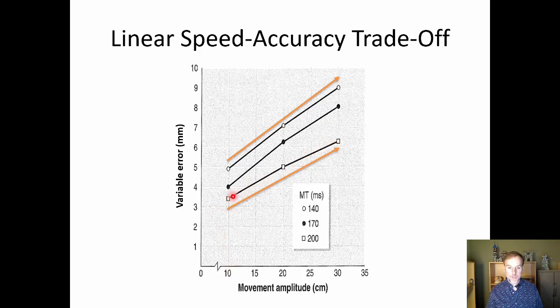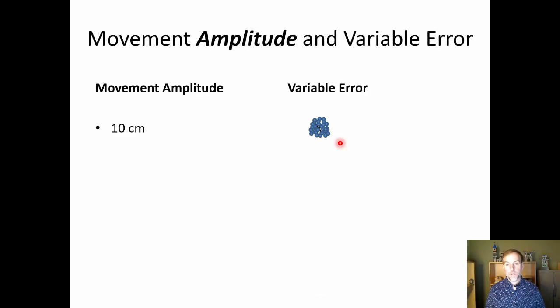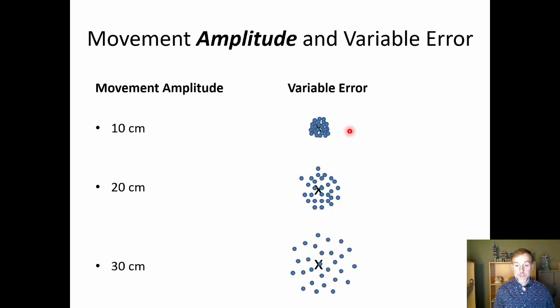If we ask you to move 10 centimeters, you have a 3.5 millimeter variable error, so that's good, small variable error, great performance. And then we ask you to move 20 and then 30 centimeters in the same movement time, so all these are 200 milliseconds, and you can see variable error increases. So as the task gets harder, again, variable error increases. And just to show it in the same secondary way we looked at before, with 10 centimeters, you've got a small variable error. Now we ask you to move 20 centimeters, that variable error will get larger, and at 30 centimeters, the variable error is even larger.